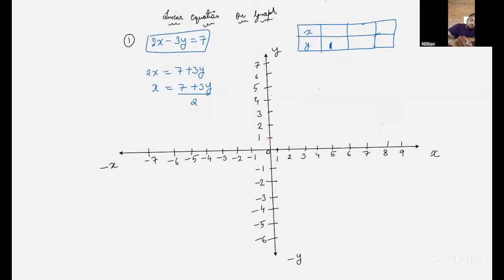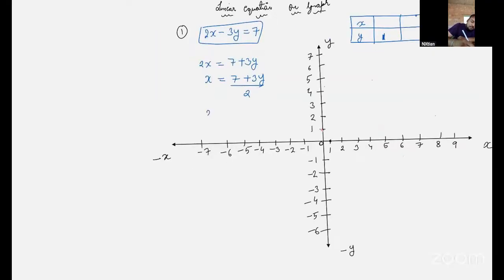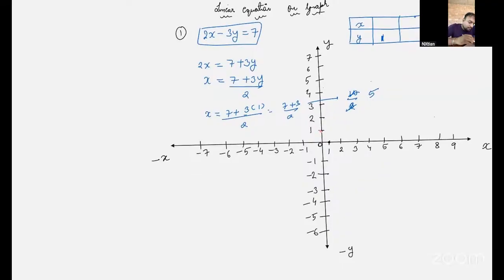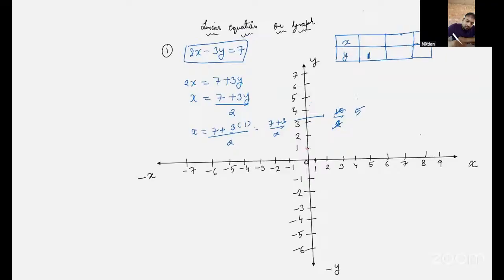No, you're not getting. So it will become x is equal to 7 plus 3 into 1 upon 2. It will become 7 plus 3 upon 2. It will become 10 upon 2, which is 5. Yes, ask me, Obed, Miracle, please. I also took the value of y as 1. So what did you get? I got x equals 5. Yeah, correct. Very good.